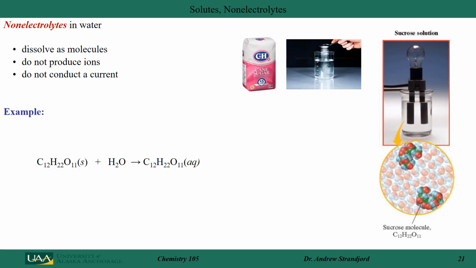And finally, non-electrolytes. Things that dissolve in water but that do not produce ions, and therefore they do not conduct electricity or form a current. An example of that would be something like sugar water. I take sugar, sucrose, I put it in water, it dissolves completely, but no ions are formed. Sucrose is considered a non-electrolyte.